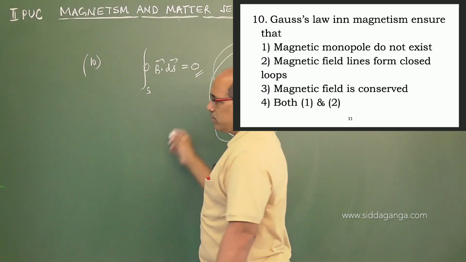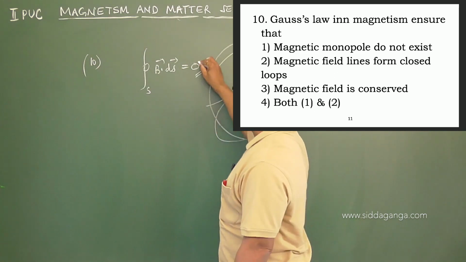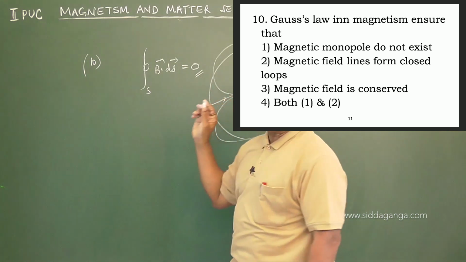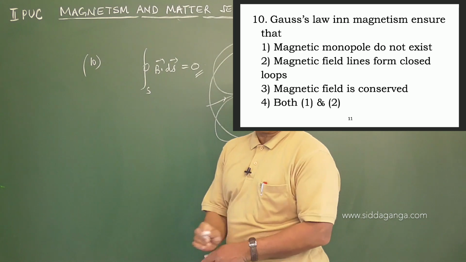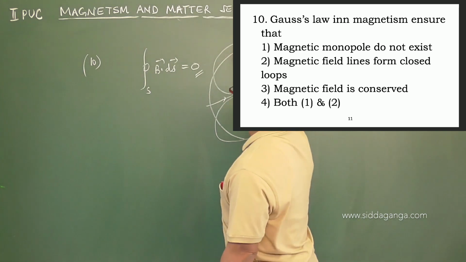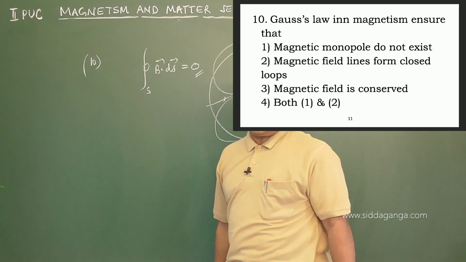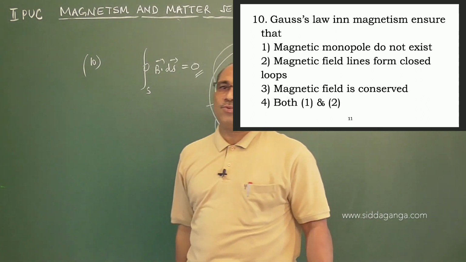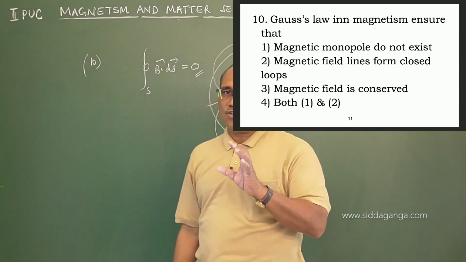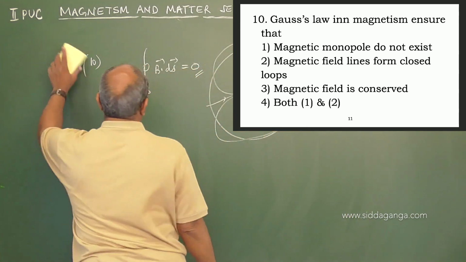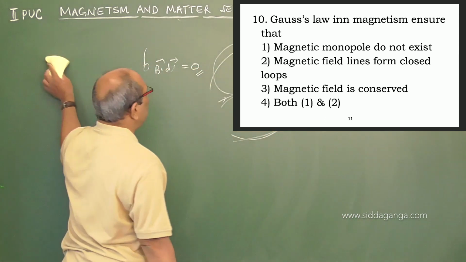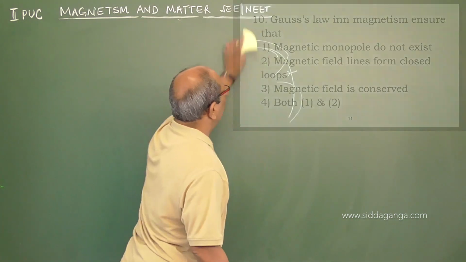Therefore, it confirms that in magnetism, no monopole exists. Magnetic field lines form closed loops. This also indicates that unless they form a closed loop, we cannot get that structure. Both 1 and 2 are correct, but it does not throw light on the magnetic field being conserved. Therefore, option number 4, which is both 1 and 2 are correct.